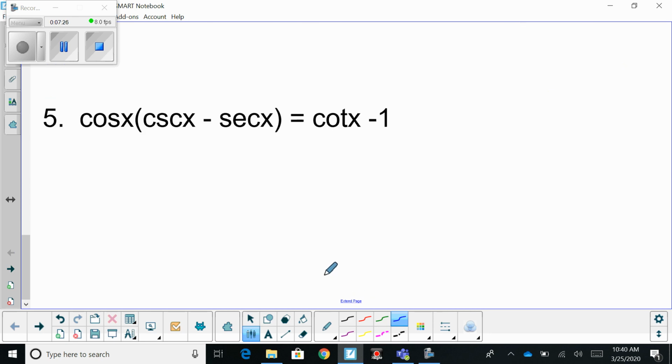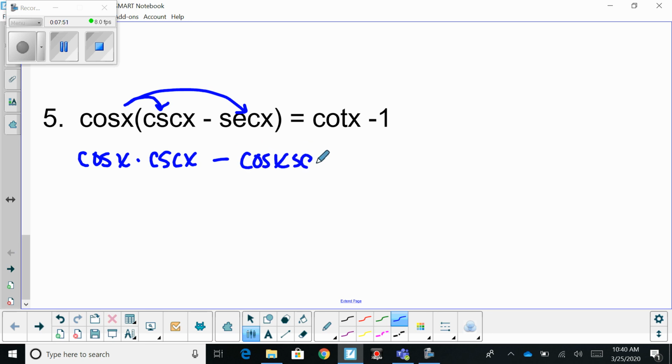All right, number 5 here. Cosine times cosecant minus secant equals cotangent x minus 1. I don't know, the first thought that comes to my mind is to distribute this through. So that would give me cosine x times cosecant x minus cosine x times secant x. And that's all equal to this cotangent x minus 1.